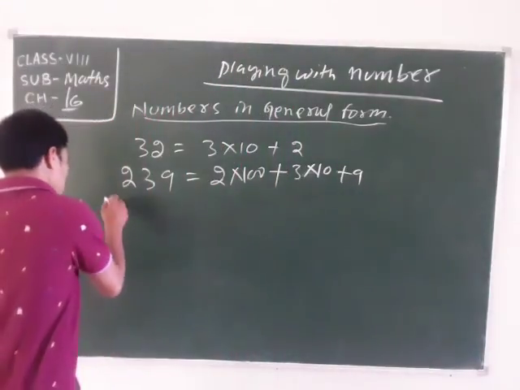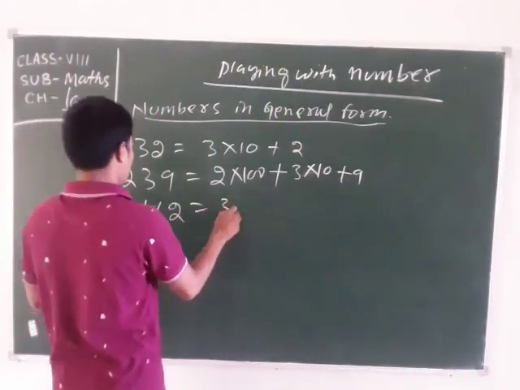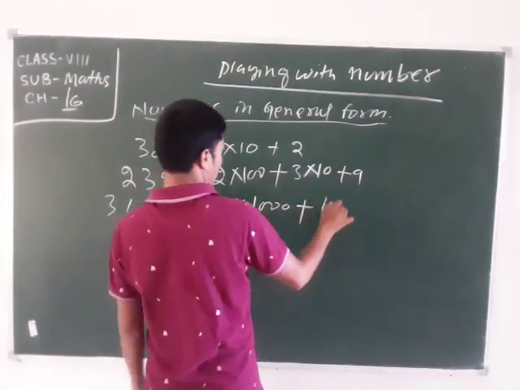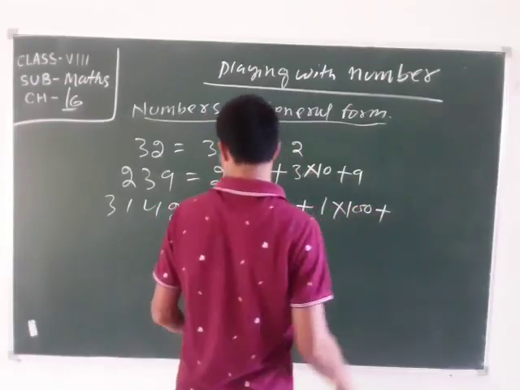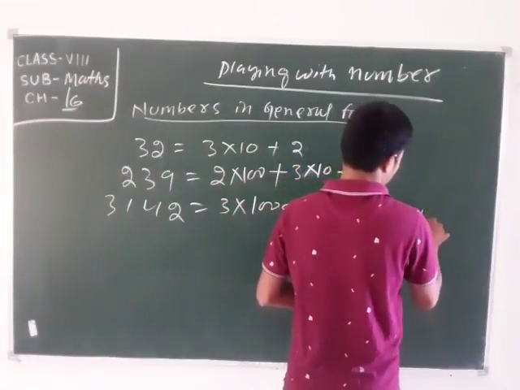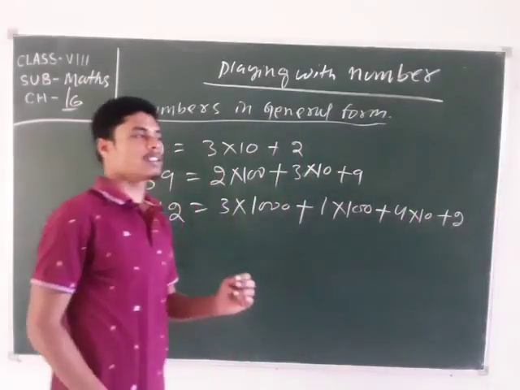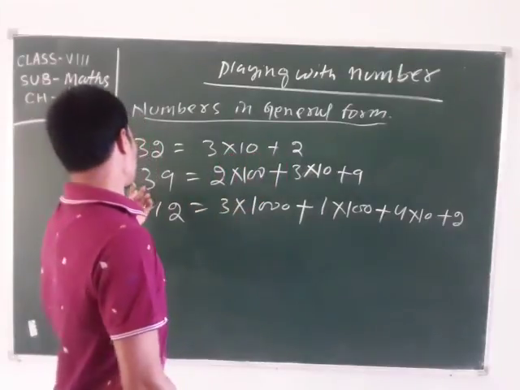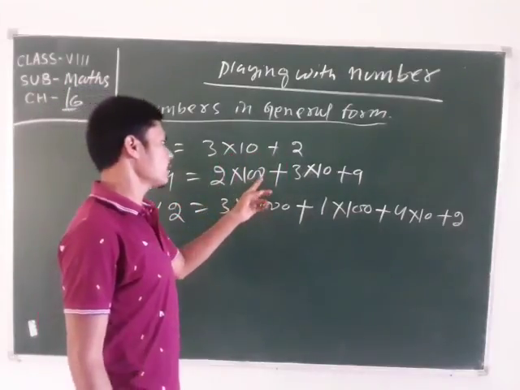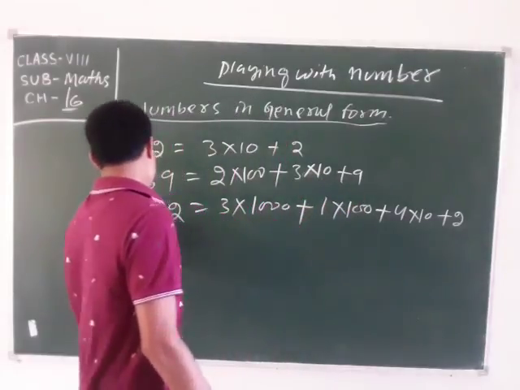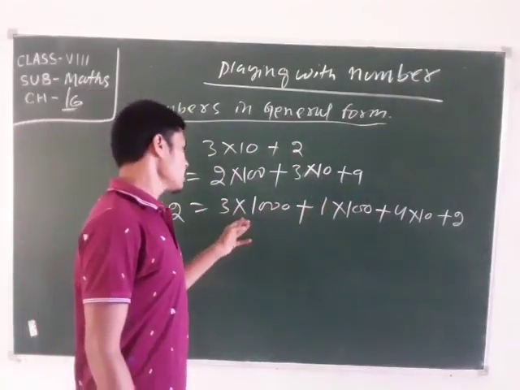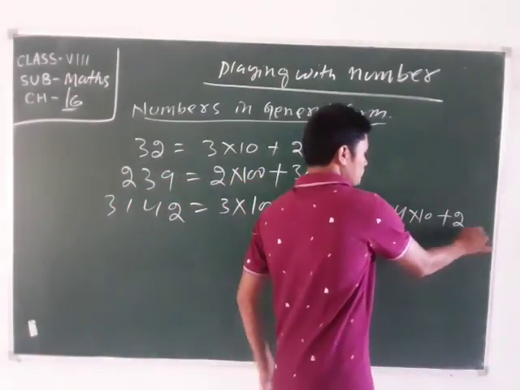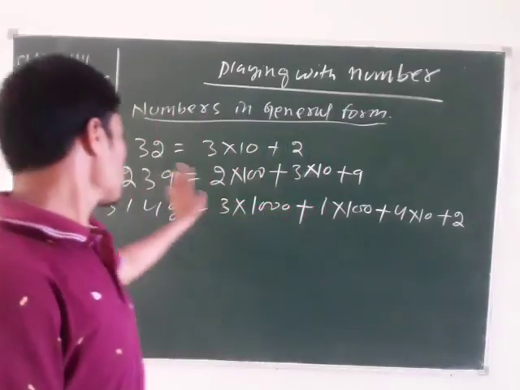If there is a 4-digit number, 3142, that is 3 into 1000 plus 1 into 100 plus 4 into 10 plus 2. So we can write 32 as 3 into 10 plus 2. 239 equals 2 into 100 plus 3 into 10 plus 9. Now 3142 is 3 into 1000 plus 1 into 100 plus 4 into 10 plus 2. Here is the answer.